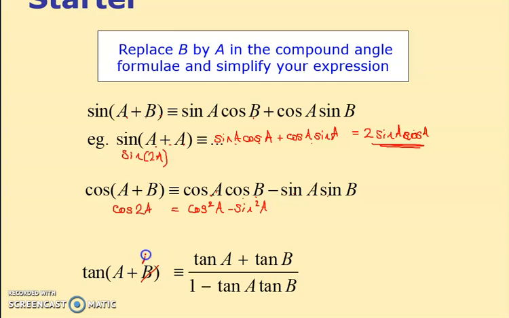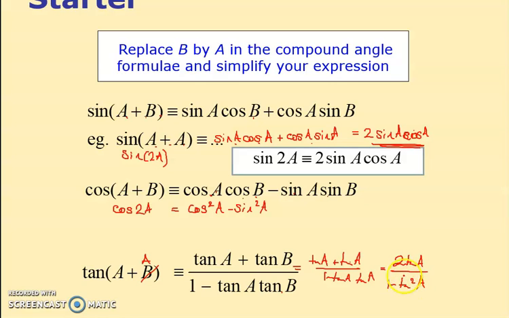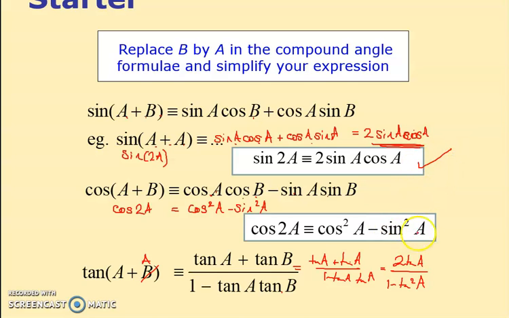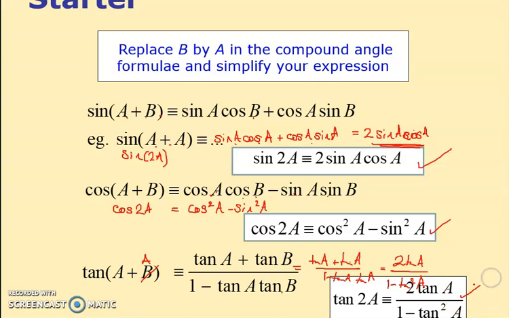Again, if I say that's really an A, this then becomes tan A plus another tan A over 1 minus tan A times by another tan A. And that can be written as, well, two of them at the top, 2 tan A over 1 minus tan squared A. So these are the three formulas then. That's what we got, and this one hopefully says the same thing as well. Yes, it does. So these are the three formulae I want you to write down in your notes.